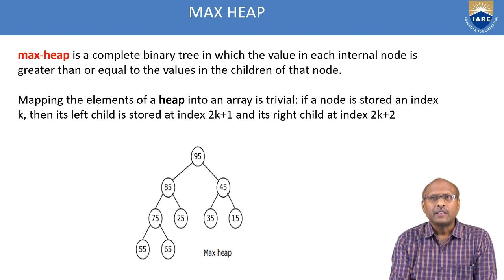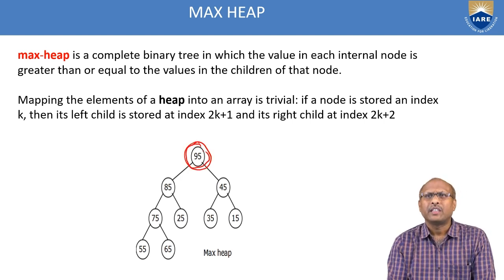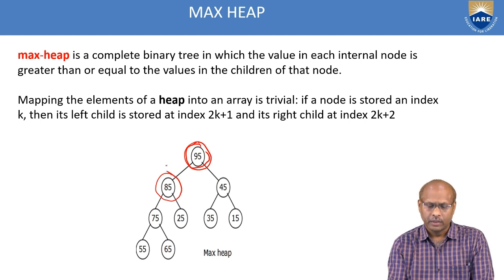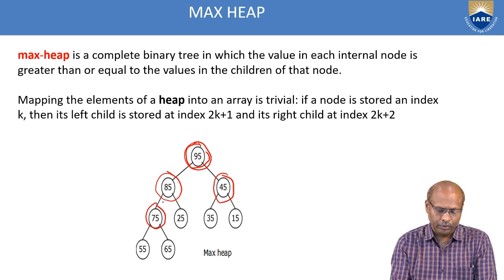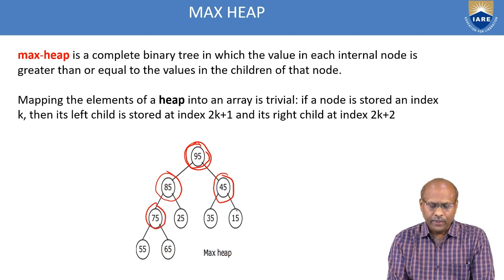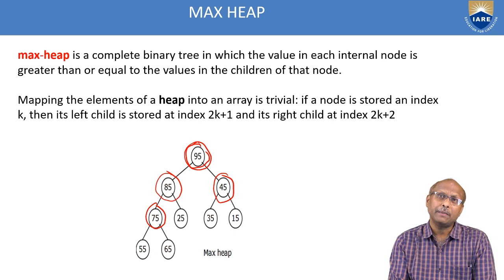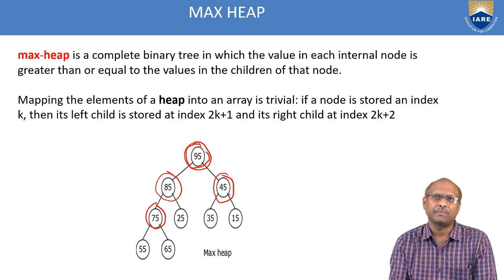So here you can see a small tree. The tree has a set of nodes. Here this 95 is one of the nodes, the root node, also called an internal node. Similarly 85 is also an internal node. 45 is also one of the internal nodes. 75 is also one of the internal nodes. So for every internal node we will have some children. So this internal node, also called the parent node, if it is greater than or equal to both of its children, then that type of heap is called max heap.